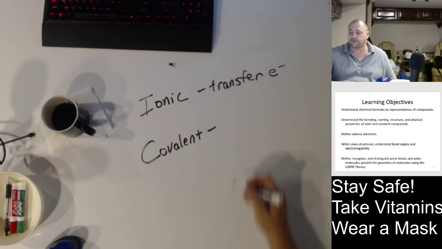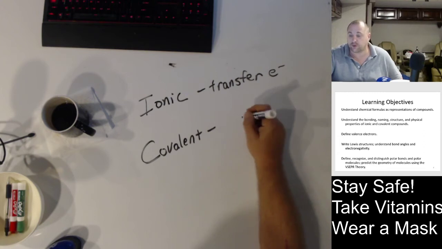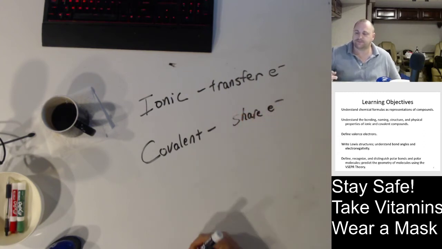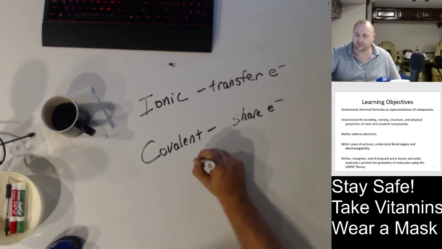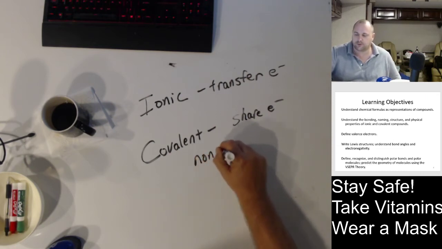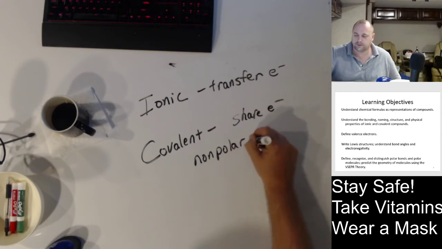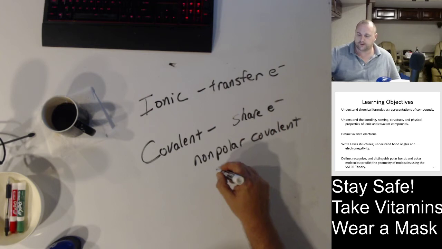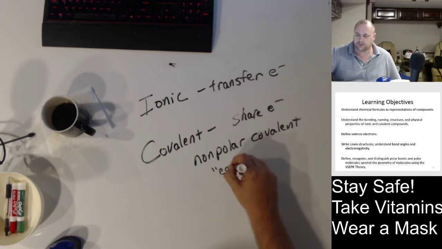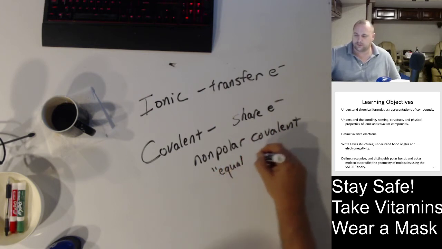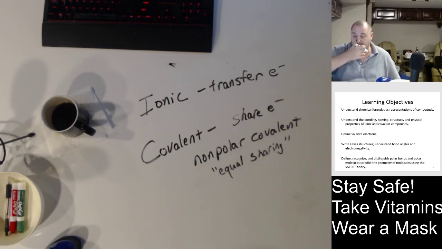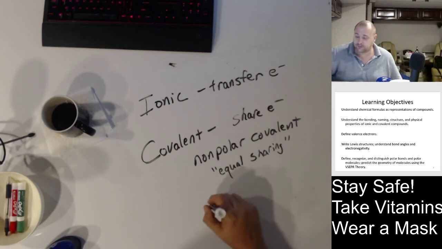And they come in two flavors. But here's my key word for covalent. They share electrons. All right, now our two flavors here, we've got nonpolar covalent. All right, so let's translate that. This is equal sharing. Both of them want it the same. They share it equally. All right, and then we've got polar covalent.